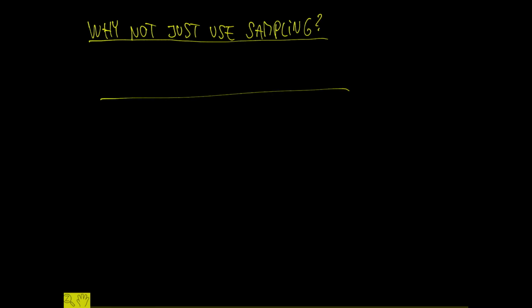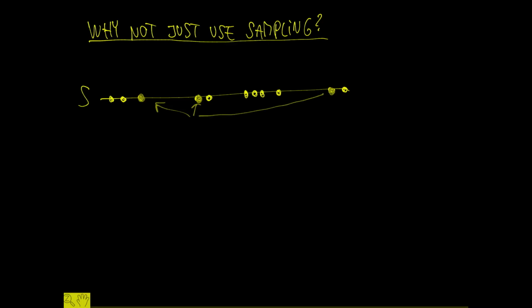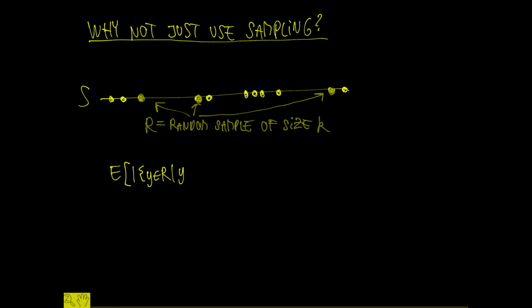But before we go on to discuss the summaries described in the book, let's consider why we don't just use sampling. We saw last week that sampling is a powerful primitive for estimating all kinds of things. We can take a random sample from S, and intuitively it would spread relatively evenly across the range. And we could use this to try to estimate ranks.